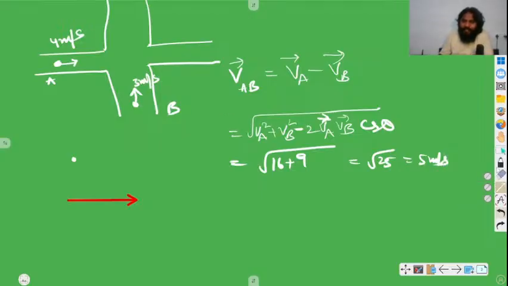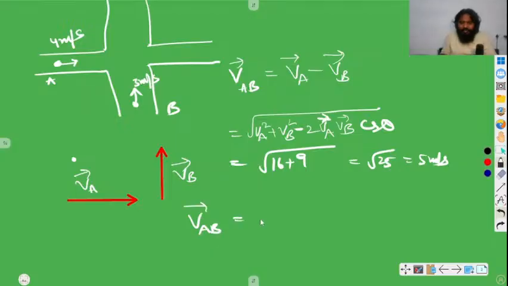Let me draw the velocity vector for this; this is 3. This is nothing but V_A bar, and this is nothing but V_B bar. Now we want to find the velocity of A with respect to B, which is equal to V_A bar minus V_B bar.